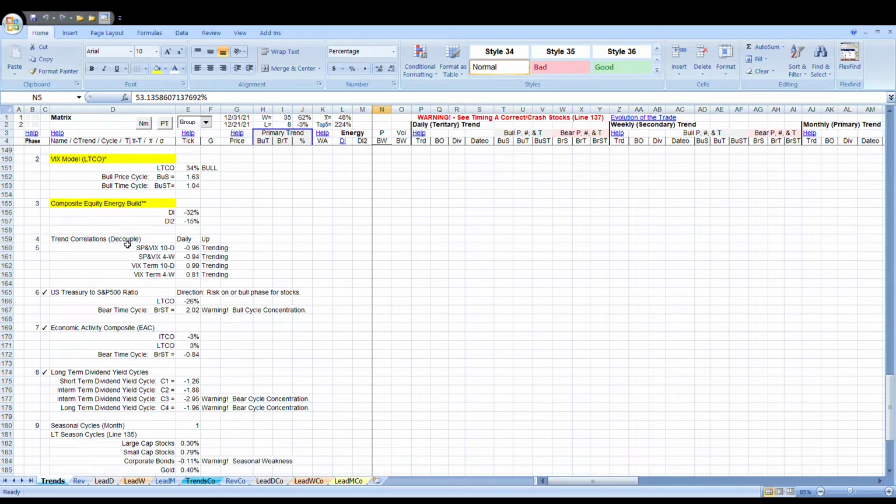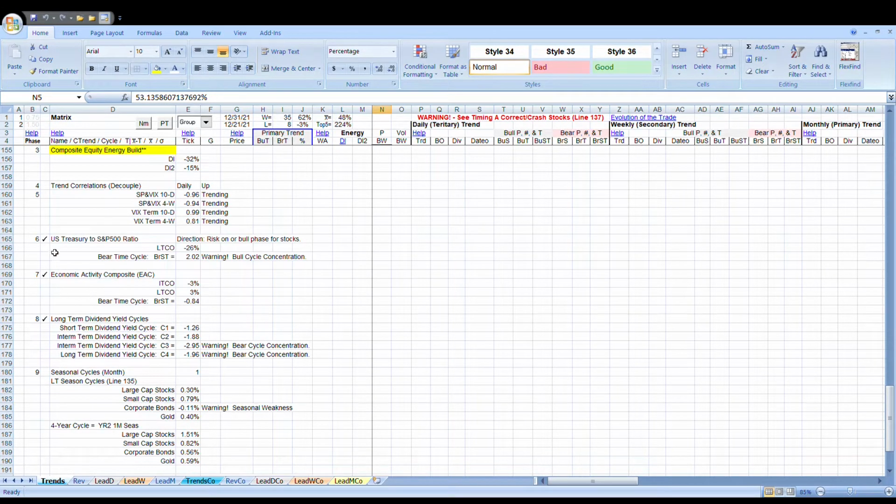We've seen trend correlations before. These are the decoupling, trending sections. These account for two of them. Everything is pretty much trending. Again, you don't have to look through the matrix anymore. You just come down to this section. And really you should come down to this section when it's flashing warning up here.